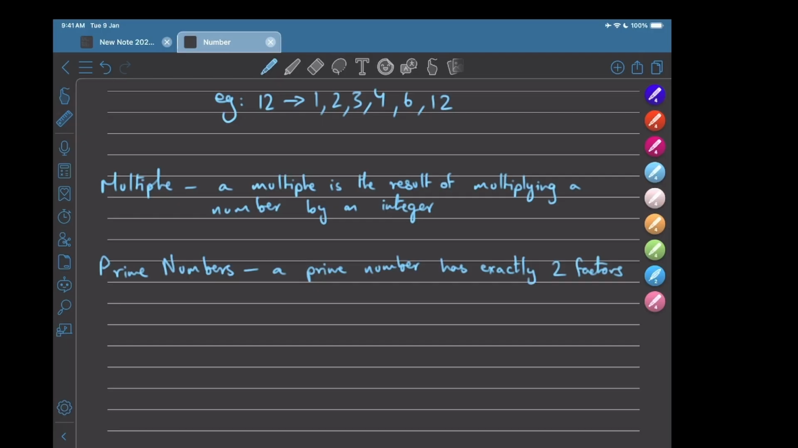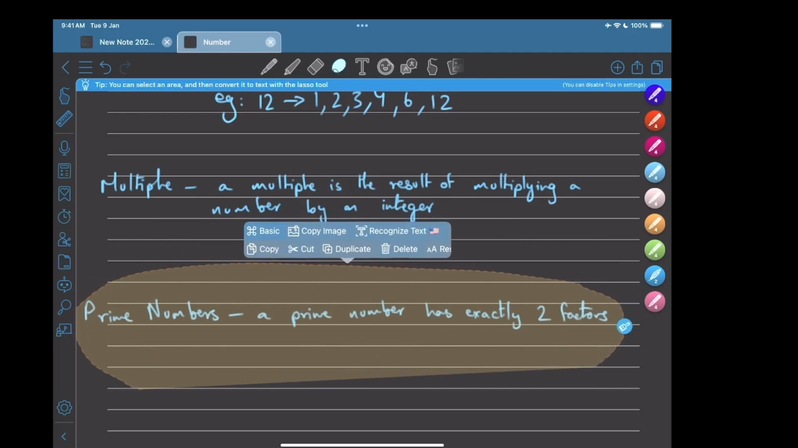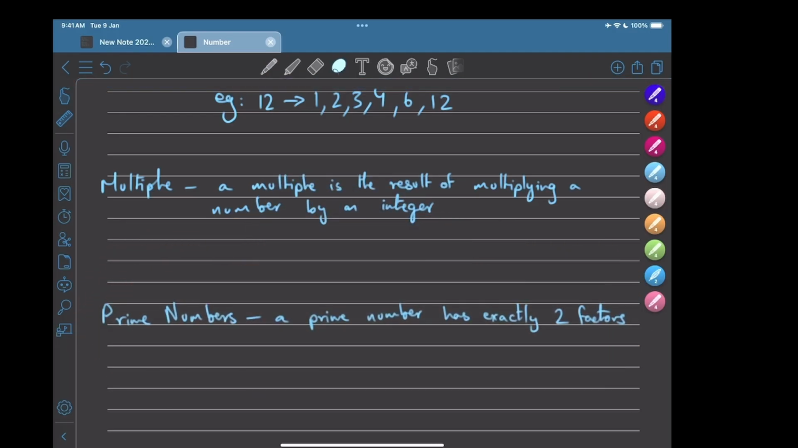A multiple is the result of multiplying a number by an integer. All right, multiplying the number by an integer. Multiple is something very self-explanatory, but I still have to explain it because it's my responsibility.